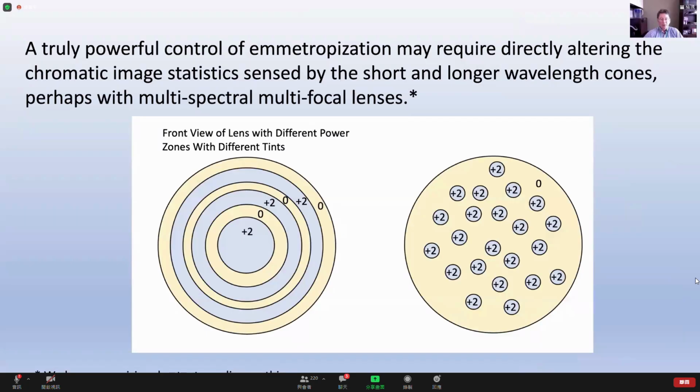So we're all familiar with the multifocal lenses. You have alternating relatively plus and plano zones. If you tinted these zones different colors, for example, if you tinted the plus zones blue and the relative plano zones more yellow, maybe you could magnify and shift the chromatic aberration function. Maybe you could make something that is much more powerful at telling the eye to stop growing.